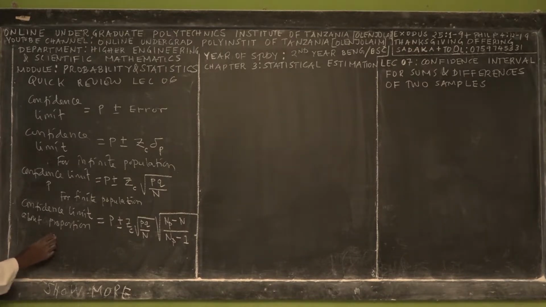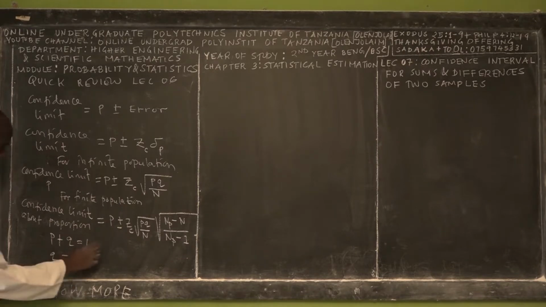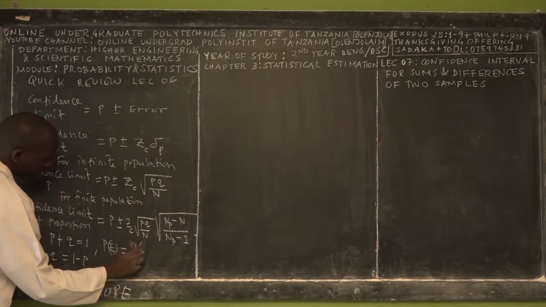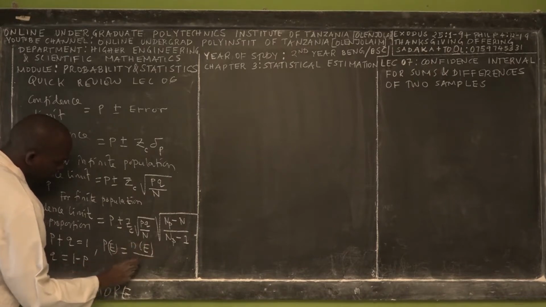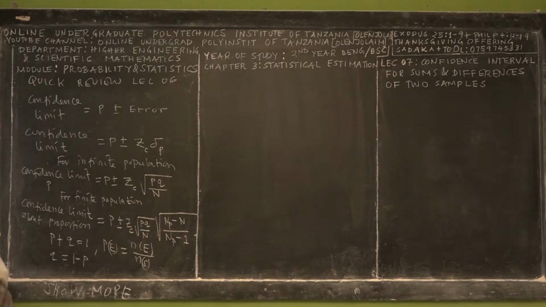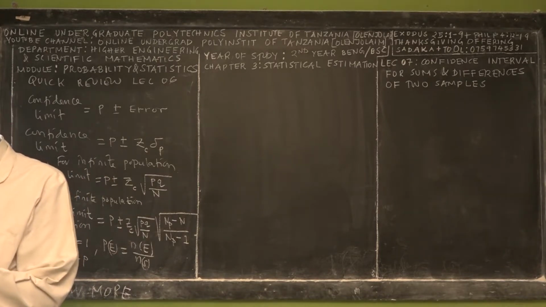Another formula: probability of success plus probability of failure is equal to 1. So probability of failure is equal to 1 minus probability of success. Another formula that we told you: probability of an event to occur is equal to the number of events over the number of sample space. Then we left the homework for you. I believe that you're doing it.